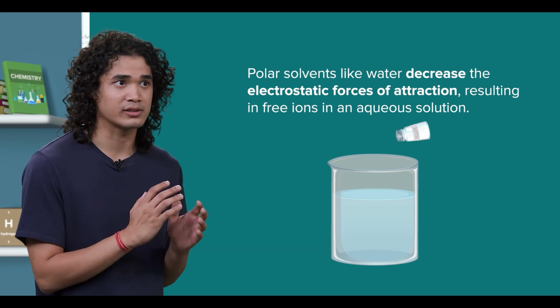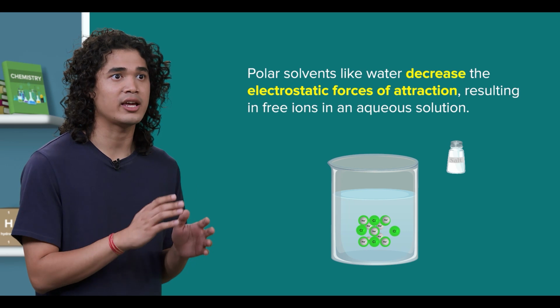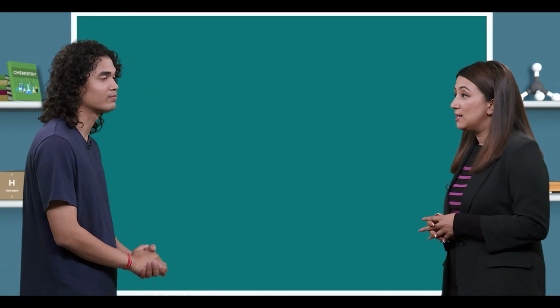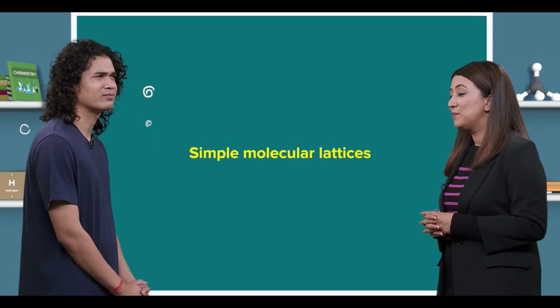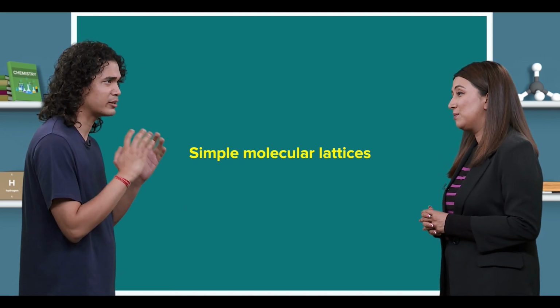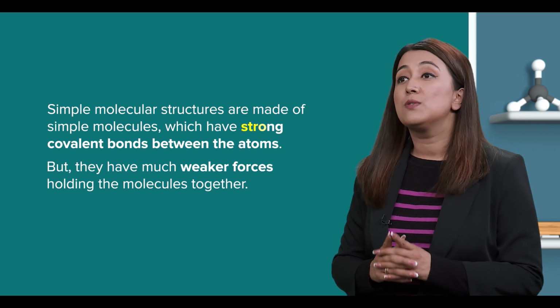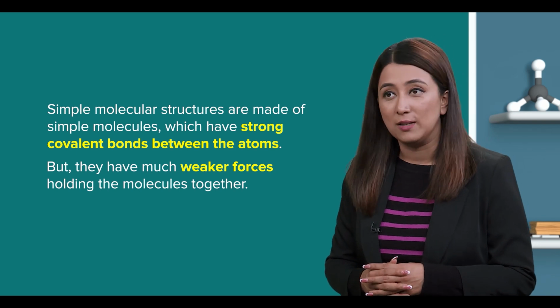And as you've learned from earlier chapters, most ionic crystals are soluble in polar solvents like water. Yes. I've also learned that polar solvents like water decrease the electrostatic forces of attraction, resulting in free ions in an aqueous solution. Hence, ionic compounds dissolve in polar solvents. That's right. Now let's move on to our next type of lattice, the simple molecular lattices. What are these? Are they made up of simple molecular substances? Yes, these structures are made up of simple molecules which have strong covalent bonds between the atoms, but have much weaker forces holding the molecules together.